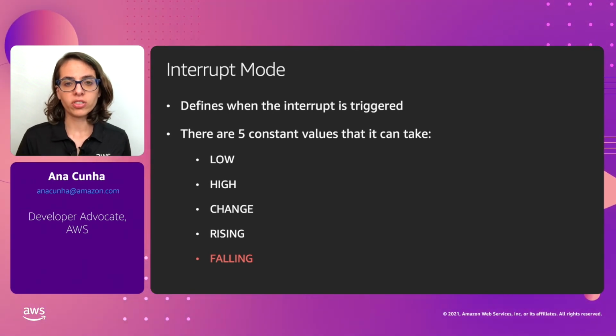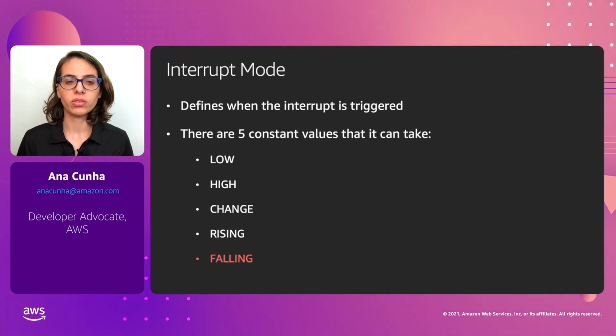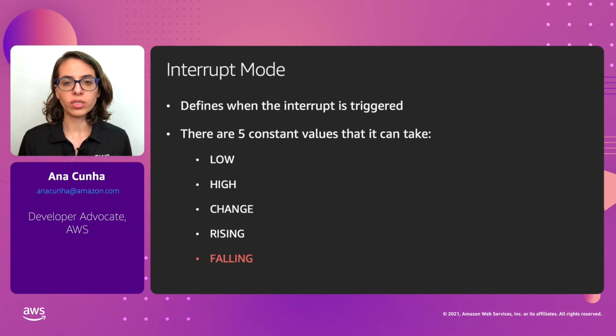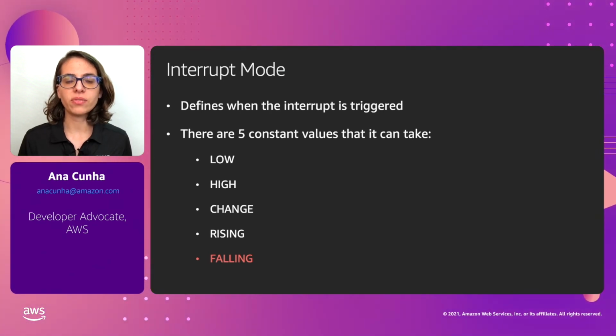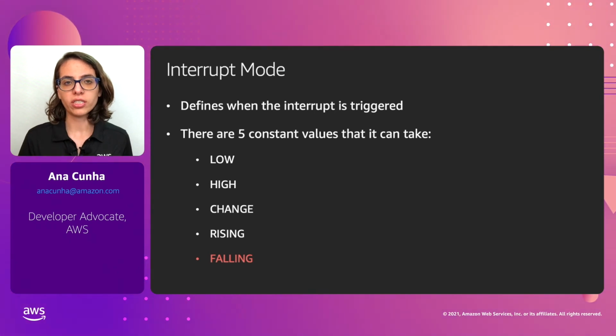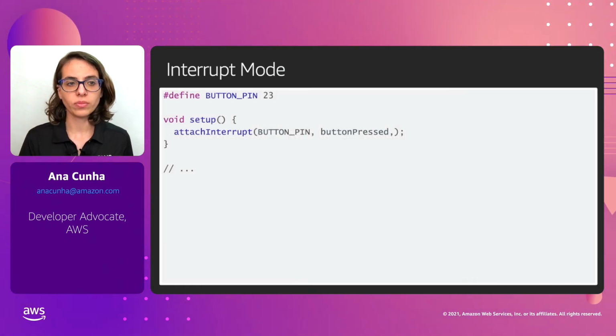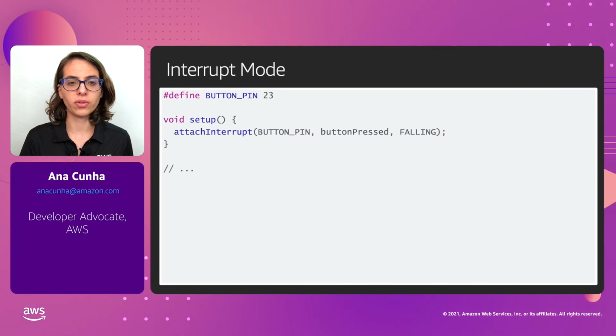If you remember our circuit with the internal pull-up resistor, this is exactly what we want. The ESP32 pin is receiving a high signal when the button is not pressed, and it receives a low signal when the button is pressed. So our interrupt mode will be FALLING. So let's configure this over here and take a last look at our circuit so we can move on to the code.